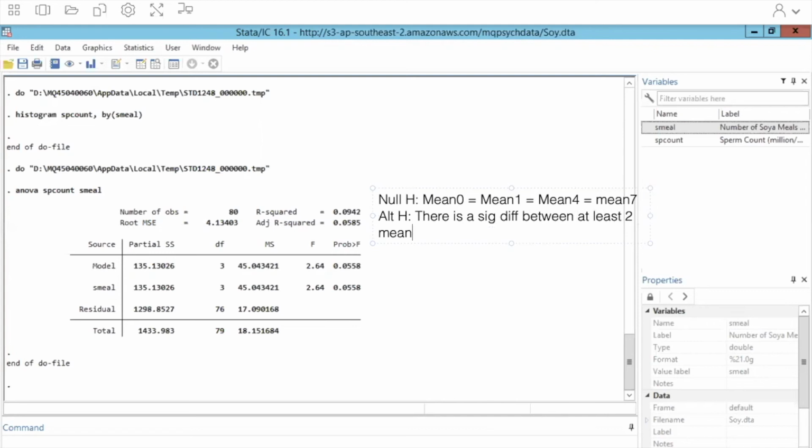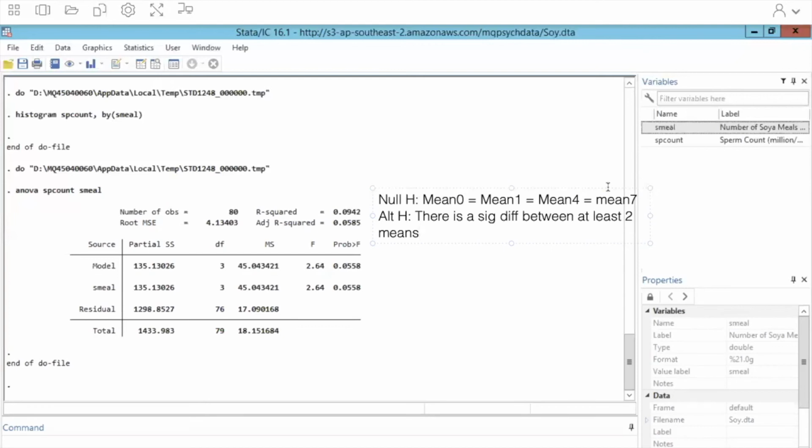Okay? Now again, let's think about what that alternative hypothesis actually means. This says that we have 4 groups, and to reject the null hypothesis, there should be a significant difference between 2 of these means. All right, we're not saying where that significant difference is. It could be between 0 and 4, between 1 and 7, between 4 and 7, and so forth. We just want to know if there's a significant difference somewhere.